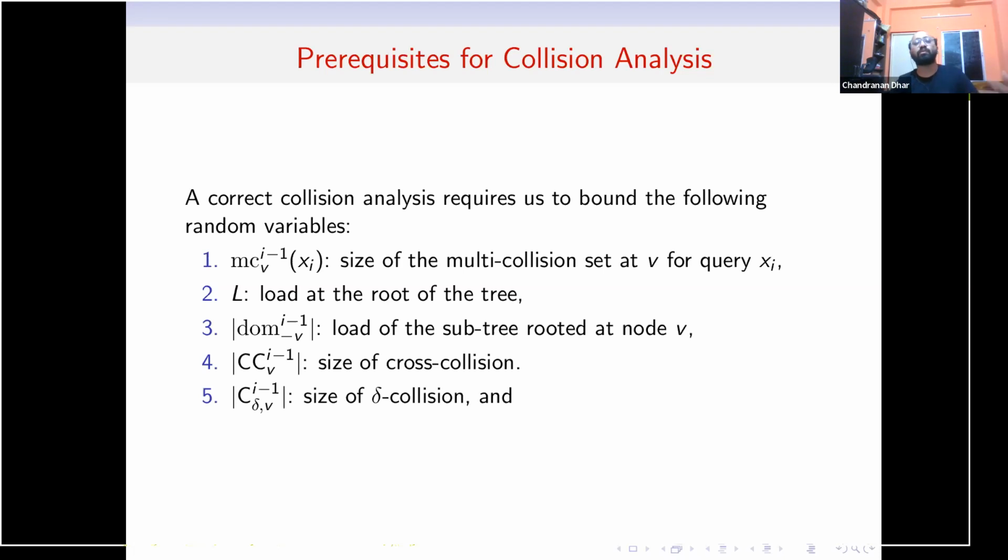So we again try to prove the collision security from scratch, and we basically show that a correct collision analysis requires us to bound 5 random variables. These are the size of the multi-collision set at a node V for some query xi, then the load at the root of the tree, and then the load at the subtree rooted at the node V where the final query comes, and then two other things called the size of the cross collision and the size of the delta collision, which I am just going to discuss now.